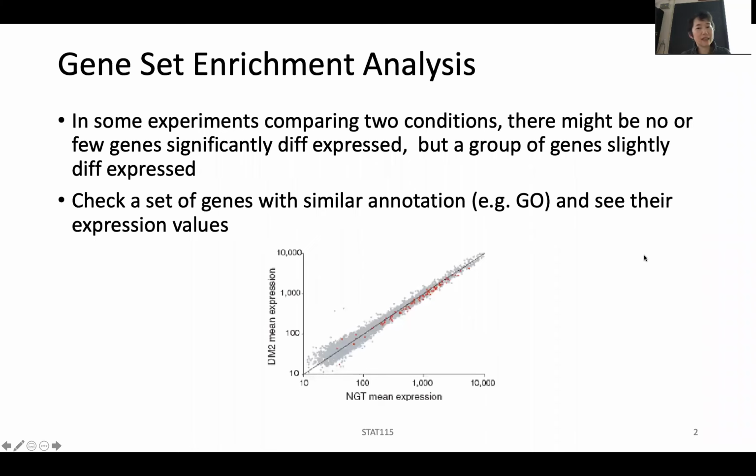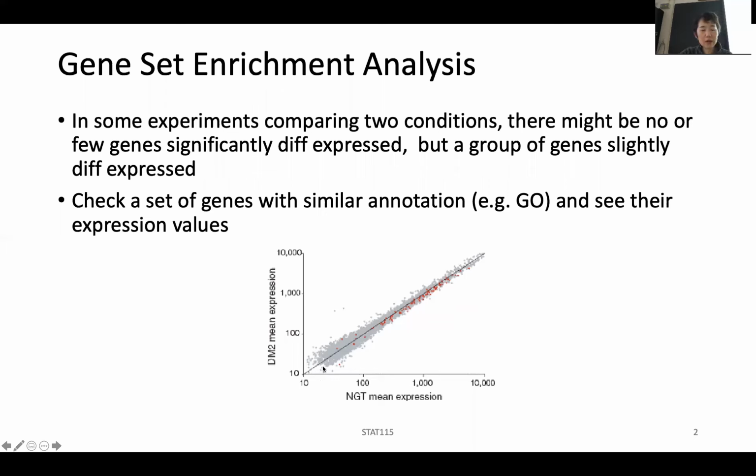So this was first invented in the microarray days, but later on people also use it for RNA sequencing. There are some experiments where, when you compare the two conditions, there might be no or very few genes that are significantly differentially expressed if you correct for multiple hypotheses. But it could be that a group of genes related to certain functions are only slightly differentially expressed, but coherently. So for example, suppose we have some samples in one condition and another condition.